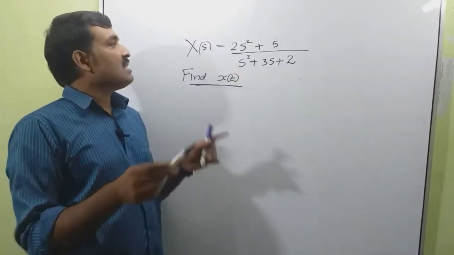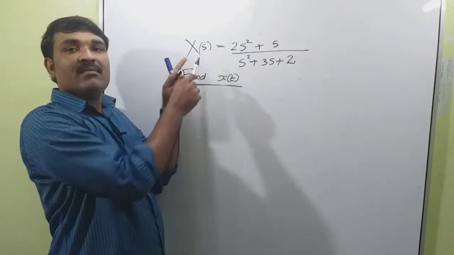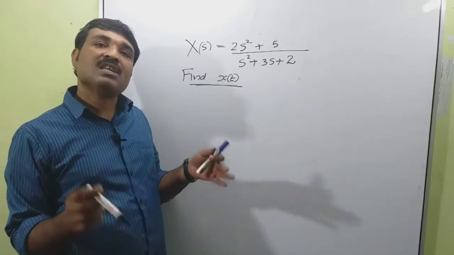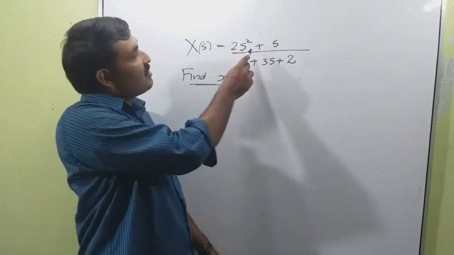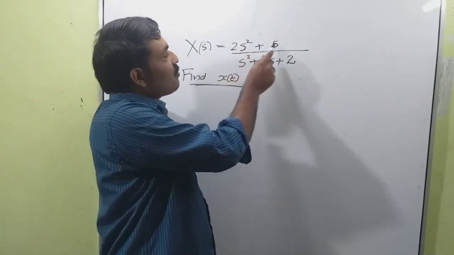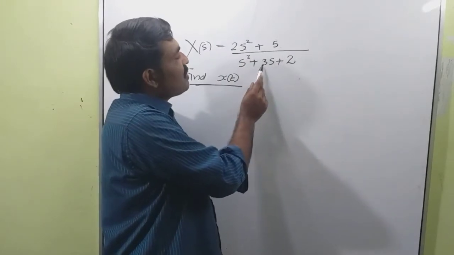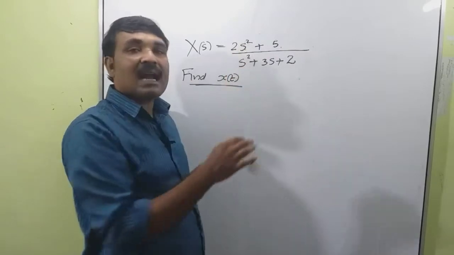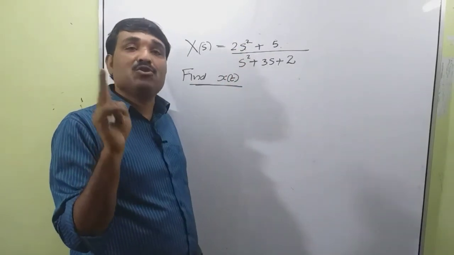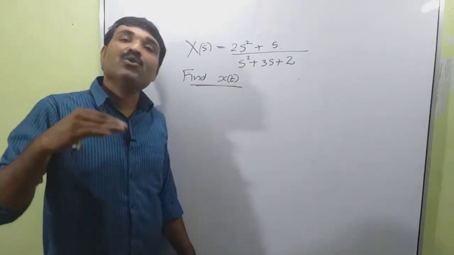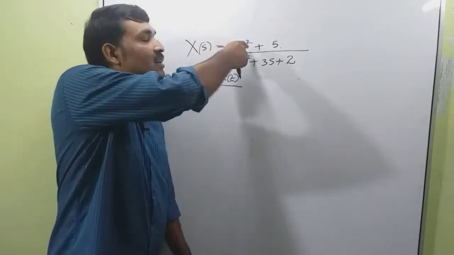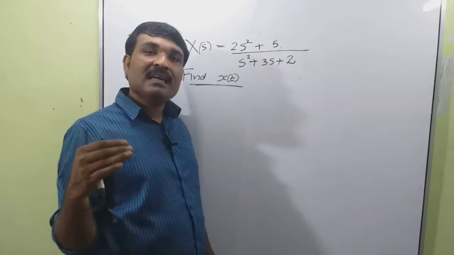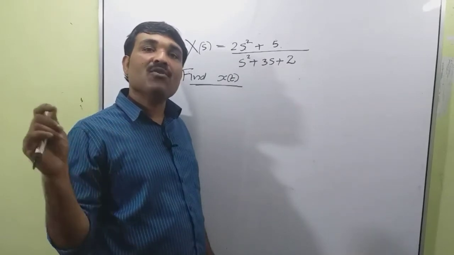Now our question is, X(s) is given. We want to find x(t). That is, we want to find the inverse Laplace transform. Now look at this ratio: 2s square plus 5 divided by s square plus 3s plus 2. That means the degree of numerator and denominator are the same, that is equal to 2. So we want to make it into a proper fraction. That means the degree of the numerator should be less than the degree of the denominator. That can be achieved by making use of long division.